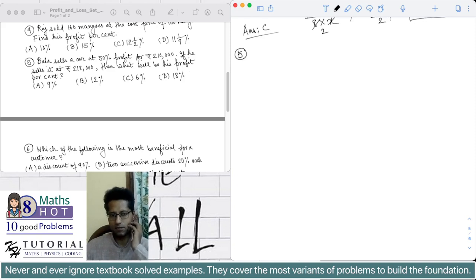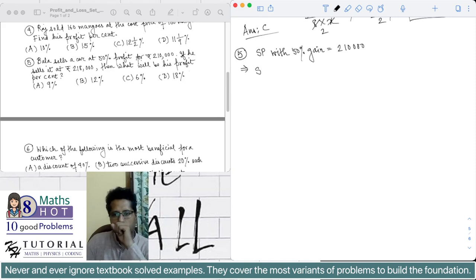Now, if you know the selling price and you're asked the profit percent or loss percent, you have to know the cost price. So, from the first information, we have to find the cost price. It is given that the selling price with 50% gain is equal to 2,10,000.